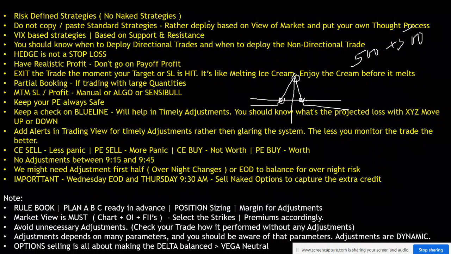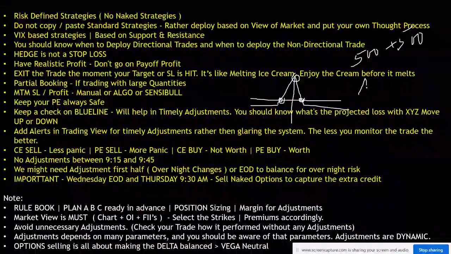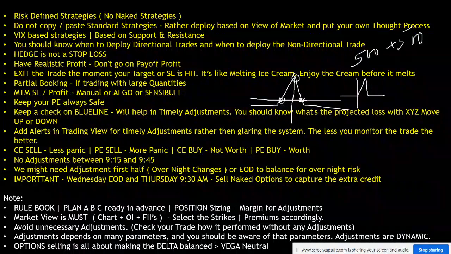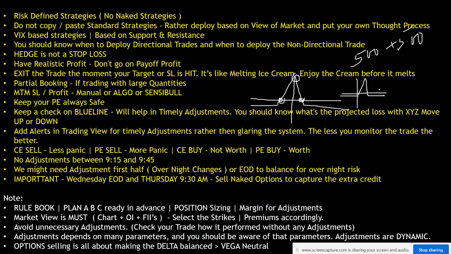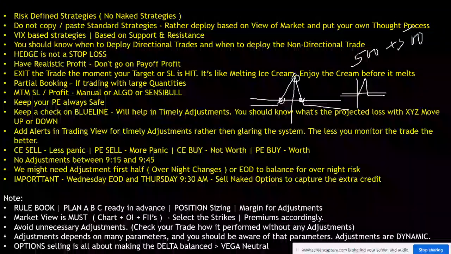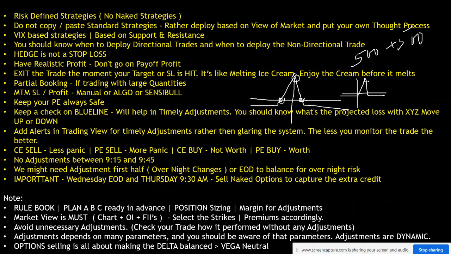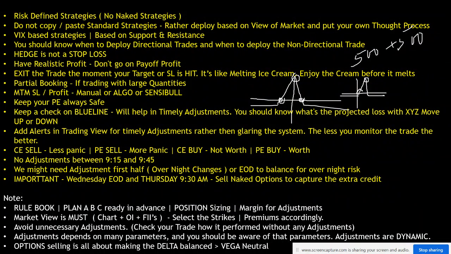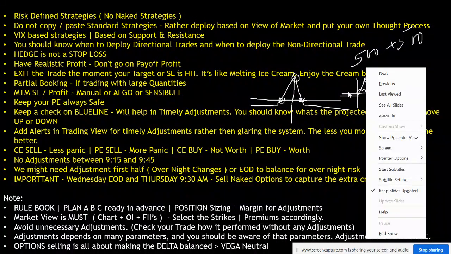So rather, you should go based on the market view and put your own thought process. Okay, let's say you have a bullish market, right? So you can deploy something like this. Your market stands here, this is still your iron play, right? You are not buying any at the ATM, you are buying maybe 200 to 300 points OTM, so that even if the market makes a good movement, you will still fall into your green zone, right?